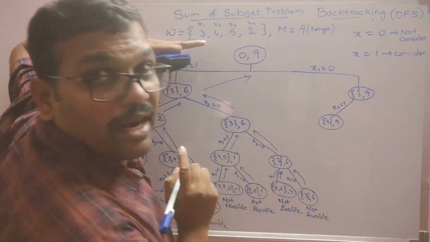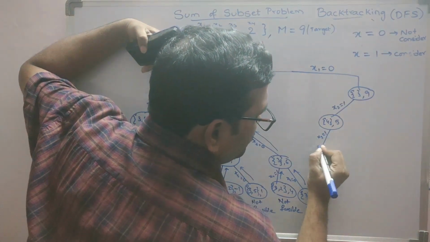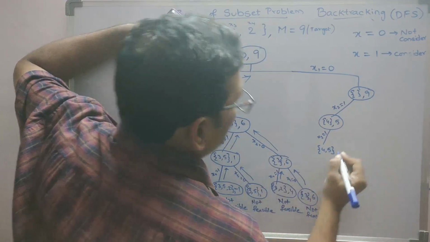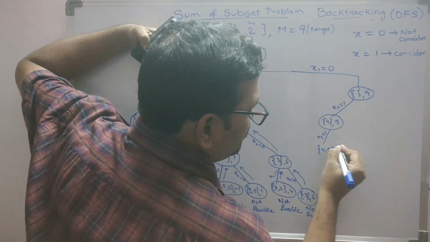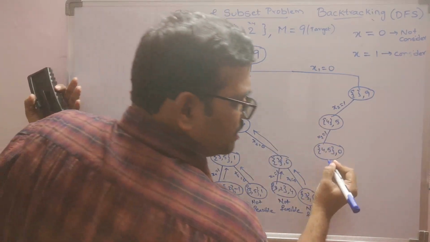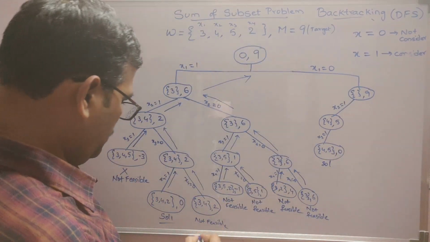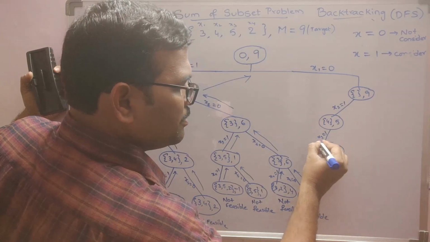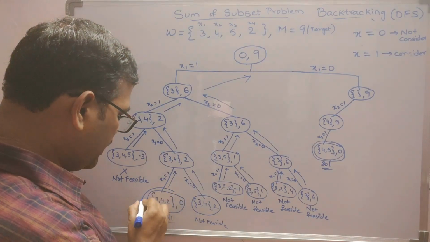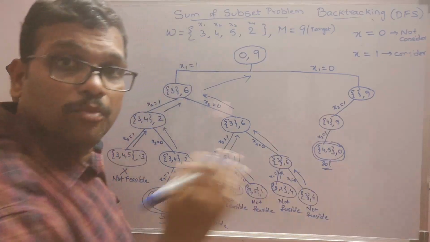Sum of subset is less than 9, so it is further divided. x3 is equal to 1. Let it be 4 comma x3 is 5, and it will be 0. What happens? 9 becomes 9. So this is one solution. I'll mark it with a double circle, right? This is one more solution, and we need not move further.